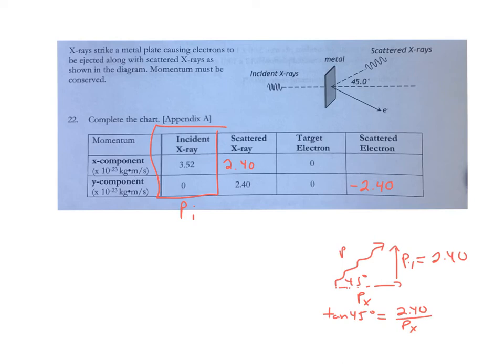And then we can find the scattered electron's X component, because again, momentum needs to be conserved. Initially it was 3.52, afterwards it was 2.40, so the remaining momentum is 1.12, the remaining momentum of the electron. So we can find those components for the electron because momentum's conserved in both the X and the Y dimension.